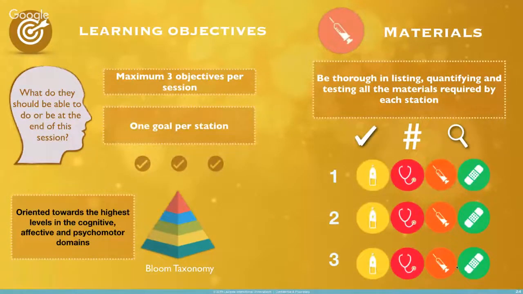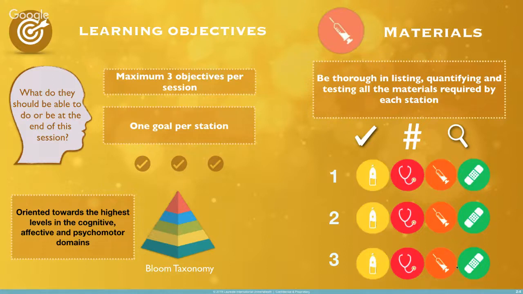When we talk about learning objectives, we are talking about what the students will be able to do, to know, or to be at the end of this session. We cannot propose more than 3 learning objectives for any learning experience. It would be too much, and anything more you put there is going to be too much. For each station, we will have 1 learning objective, always oriented towards the higher levels of learning domains.